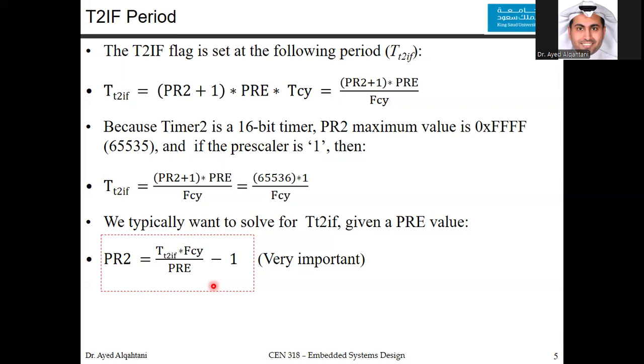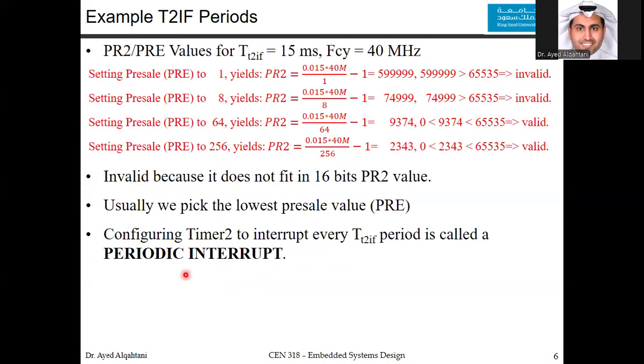So now, how can you solve any problem that you have that needs a timer? If you need a timer, how to find PR2 and how to find the prescale value. The way to do it is, as you can see here, for this example, if you say that the Timer 2 interrupt flag time is 15 milliseconds and the FCY is 40 megahertz.